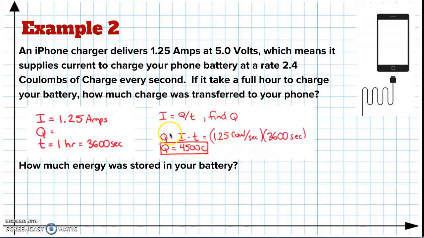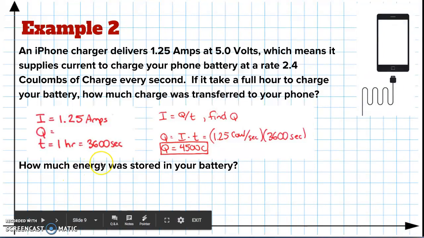So solving this for Q, you get Q equals I times T. Multiply them, you get 4,500 coulombs. So during the hour you charged at 1.25 amps, you added 4,500 coulombs of charge to your phone battery. Okay? Now, how much energy does that represent?